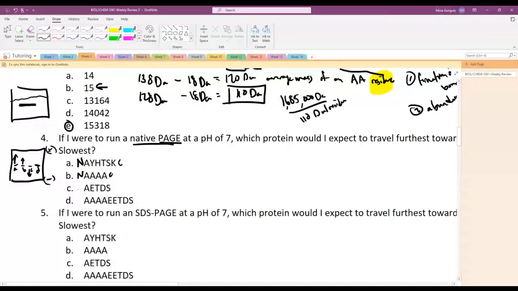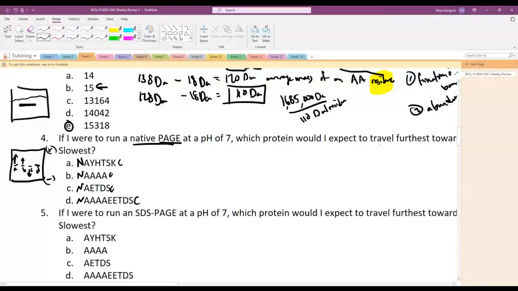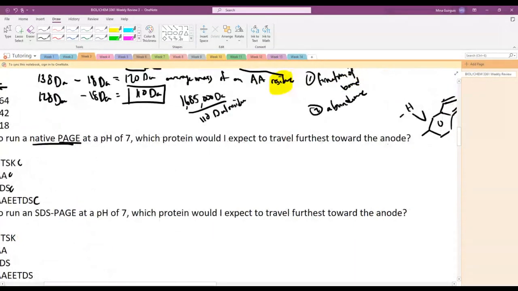And I'm just going to do that for all of these. NC, NC, N, and C. Okay? And actually, before I jump into actually figuring out charge, we need to talk about this idea of anode.